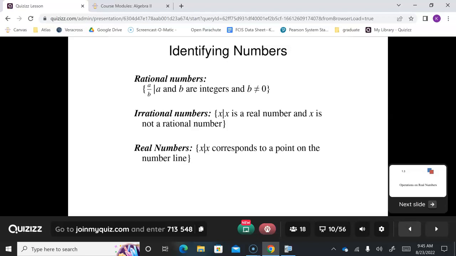So basically, as long as the numerator and denominator are integers and the denominator is not 0, it's rational. Let me give you a really complicated one that won't work. Say I have the square root of 3. Okay? I can technically write this as a fraction, but is the square root of 3 an integer? No. So it's not rational, it's irrational. Same thing if I had pi. I can write it as a fraction, but pi is not an integer, so it's not rational.